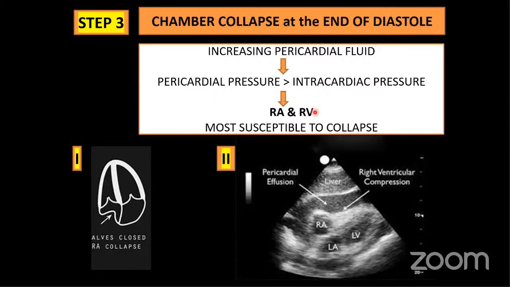Sami? Beck's triad. Sami, could you tell them what Beck's triad is all about? Beck's, B-E-C-K-S, Beck's triad. Hypotension, distended neck veins, and muffled heart sounds. So this is the classical triad of cardiac tamponade.